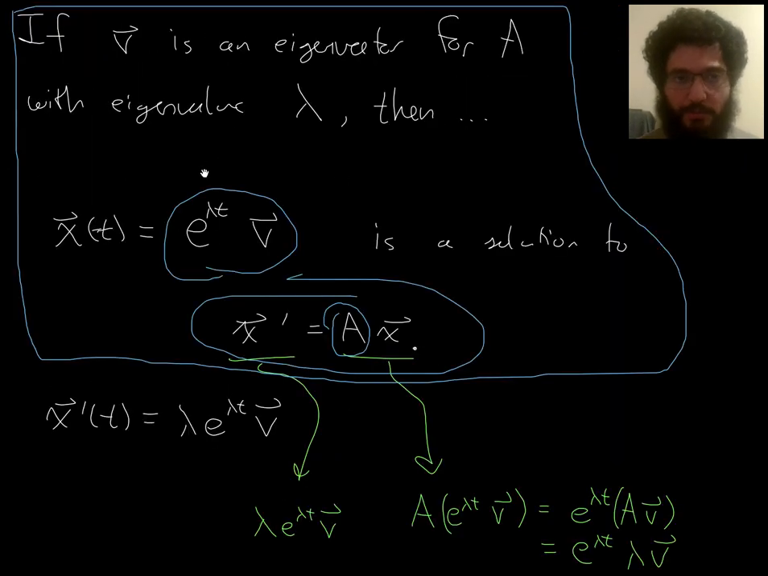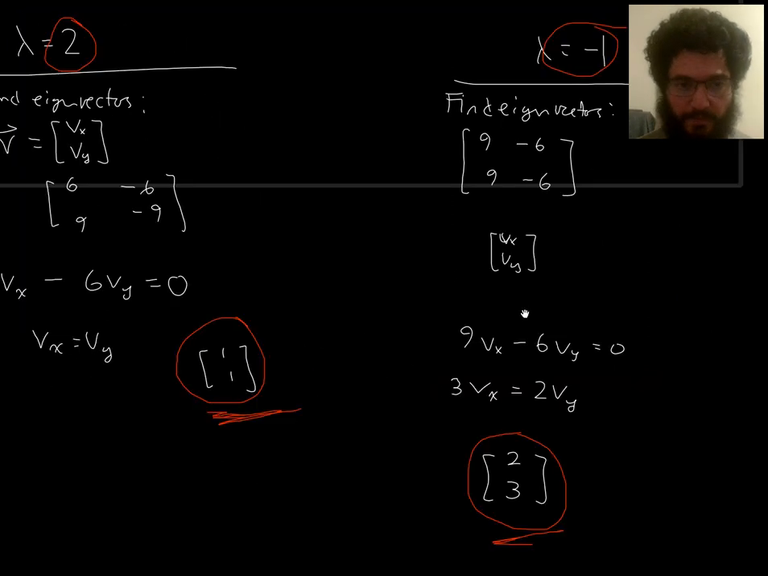This is the most important fact in chapter 4: if you have an eigenvector for a matrix with a certain eigenvalue, then create a function like this, e to the eigenvalue times time times the eigenvector, and that will be a solution to your differential equation with the matrix A as the matrix of coefficients. So we're just going to build these now.